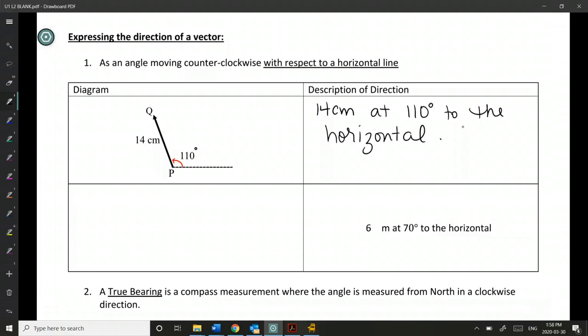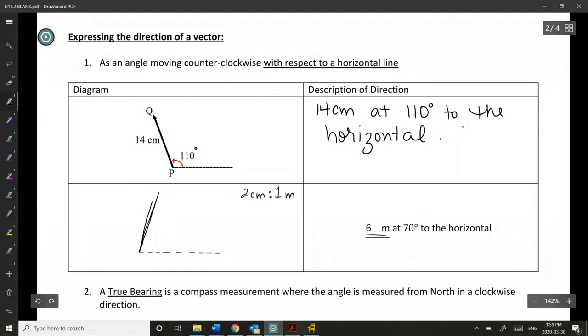Okay, and then 6 meters at 70 degrees to the horizontal. So you're going to start with a little horizontal here. And if you have a compass, you can actually measure this out exactly. Let's say you did something like 2 centimeters is equal to 1 meter. Then we would draw a 3 centimeter line here to represent 6 meters. And we would try to keep it at 70 degrees to the horizontal. So you might have something like this. The length of this would be 3 centimeters, but you label it as 6 meters. And then you would have 70 degrees in here.